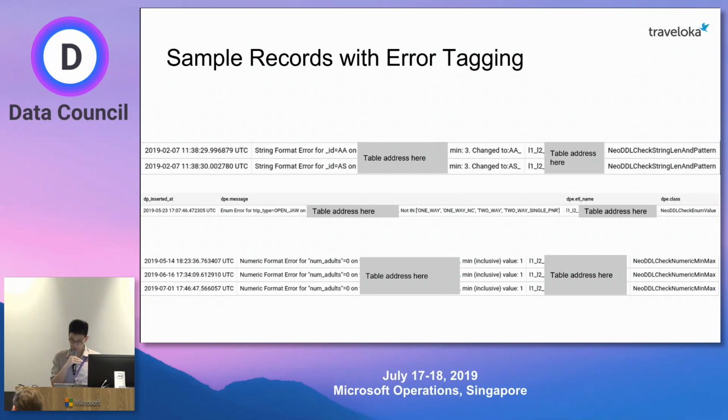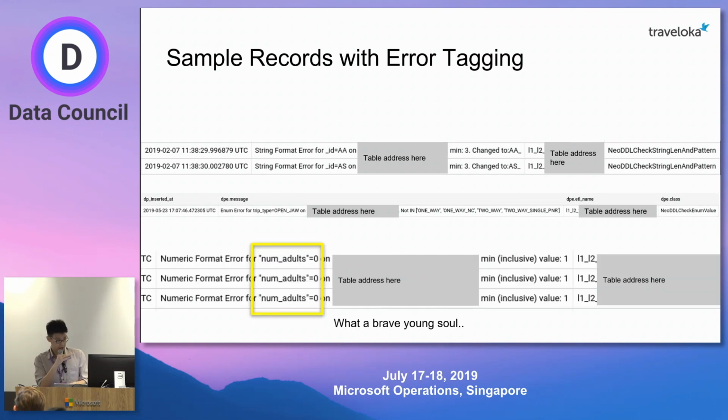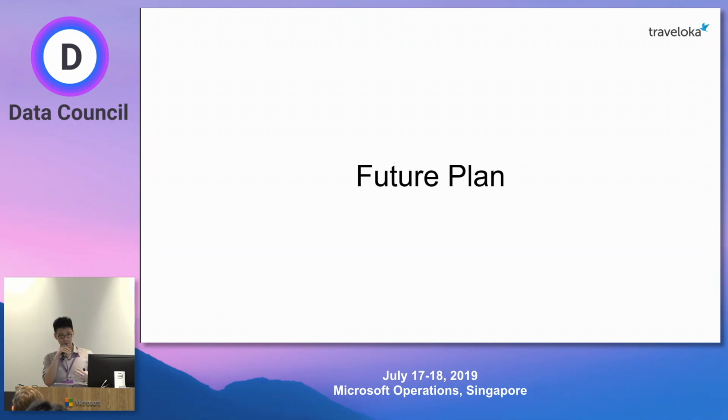And some more interesting findings that we found also in the error tagging is that we have a validation for each flight ticket booking. We need to have at least one adult. But what we found in some bookings is actually we have 0 adults. So in this case, what a brave young soul.